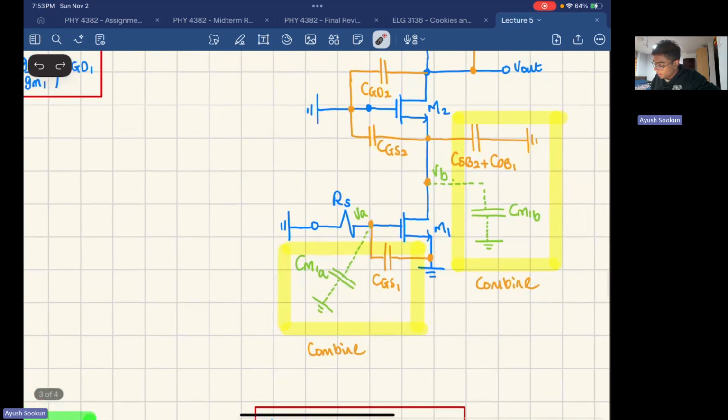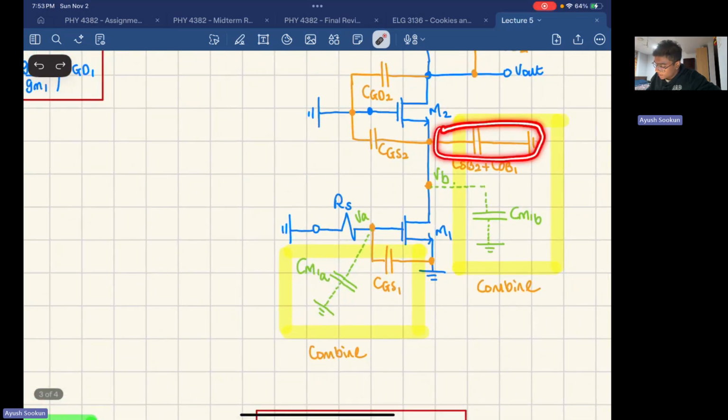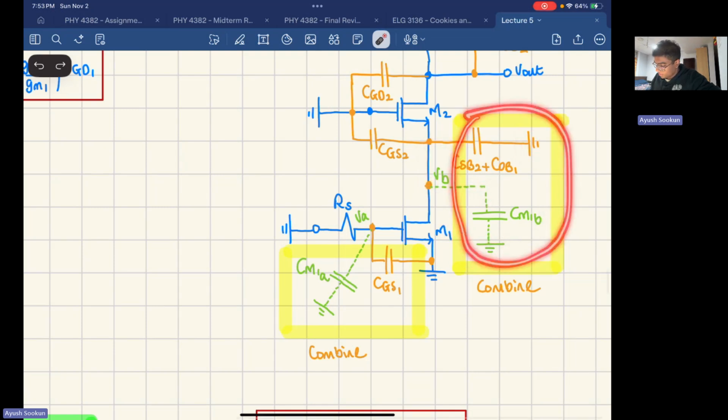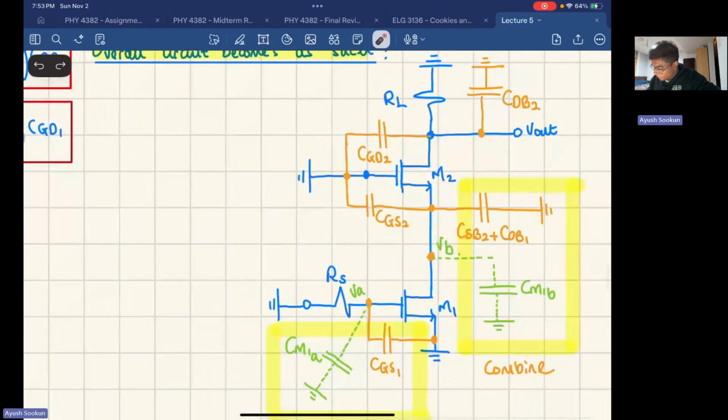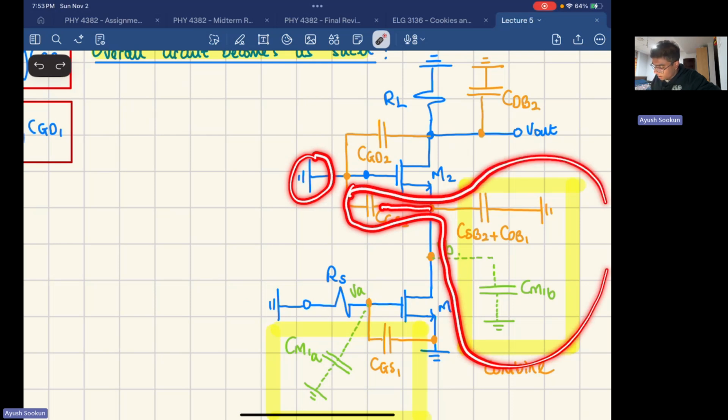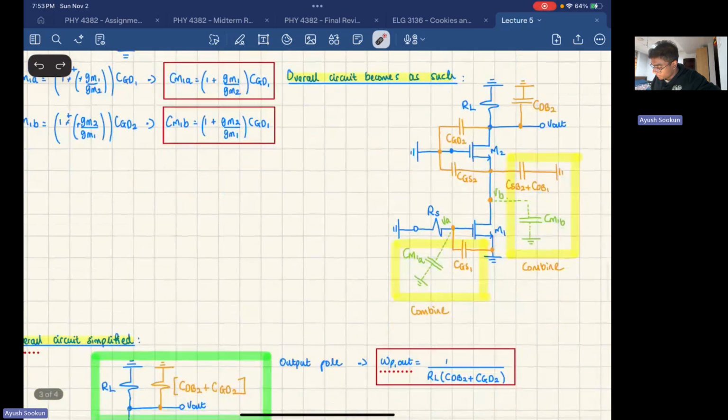You can add them. All right, previously we had added this one, but this is VB, and all of this is VB. This is ground, so this is parallel. So you're going to add those together. You're going to combine those two together. And actually, if you pay close attention, this is still VB and this is ground. So all of these are in parallel.